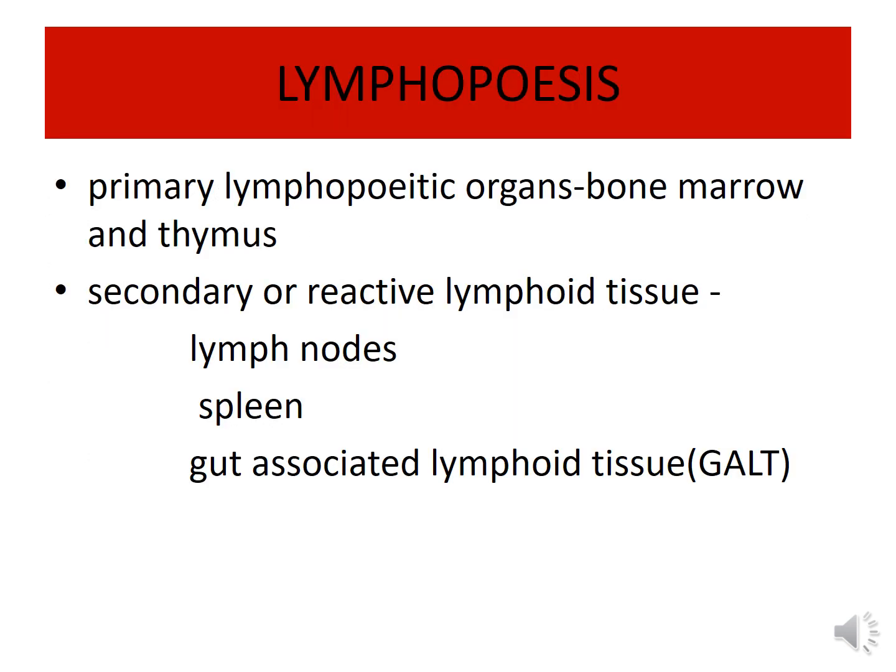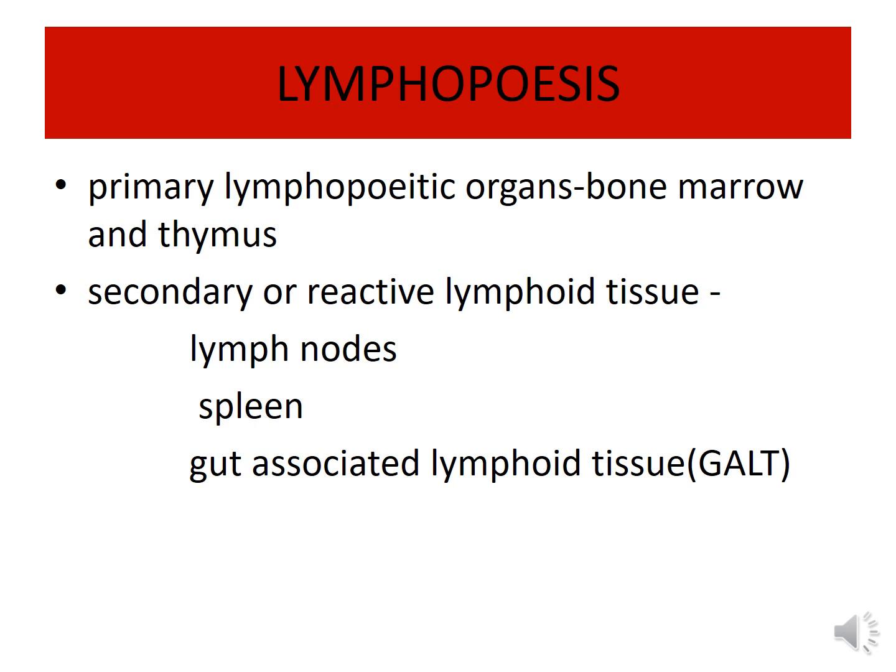There are two types of lymphopoietic organs. One is the primary lymphopoietic organs, which are the bone marrow and thymus, and there is secondary or reactive lymphoid tissue, which can take part in lymphopoiesis. In the primary lymphopoietic organs, there are two: one is bone marrow, another one is thymus. Secondary or reactive lymphoid tissue includes the lymph nodes, the spleen, and the gut-associated lymphoid tissue.